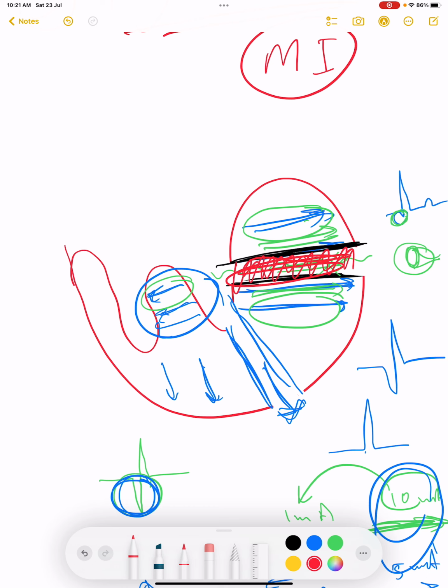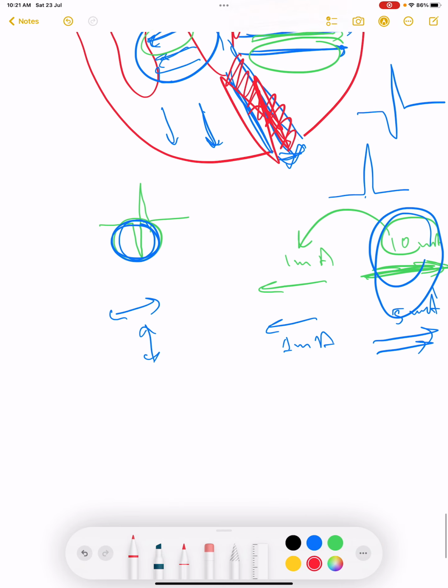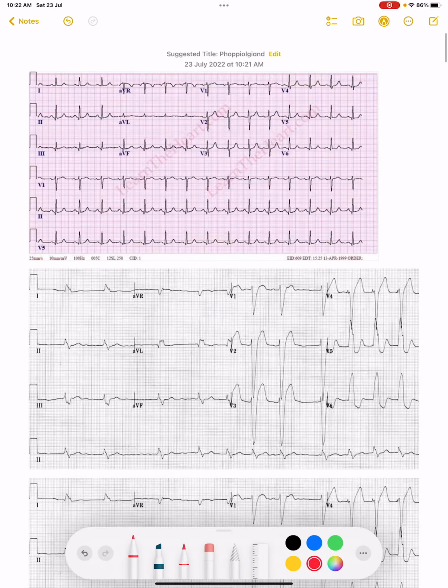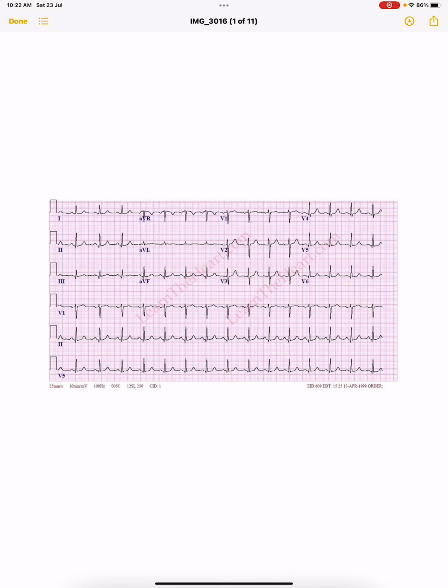Similarly, if this area is fibrosed, again the conduction will be slowed down, and again we will see the finding of deeper and wider Q wave. So these were all abnormalities about different normal and abnormal Q waves. So let's discuss some ECGs.